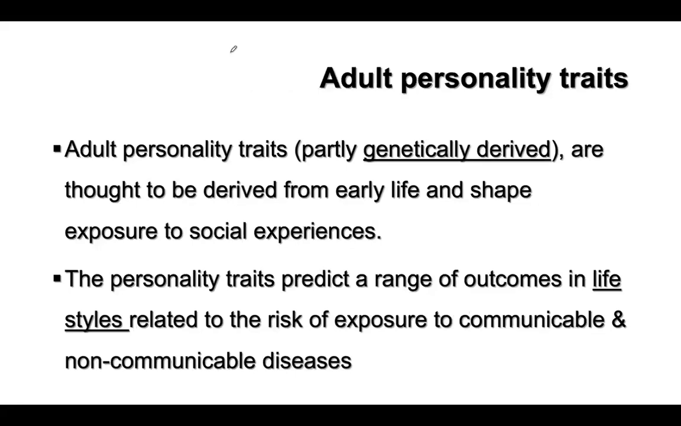Adult personality traits are partly genetically derived and thought to be derived from early life and shaped by exposure and social experiences. There are things like epigenetics. I don't know if anyone of you knows about them; I'll talk to you about them a little bit in the future. But personality traits predict a different range of lifestyle outcomes related to exposure to communicable and non-communicable diseases.